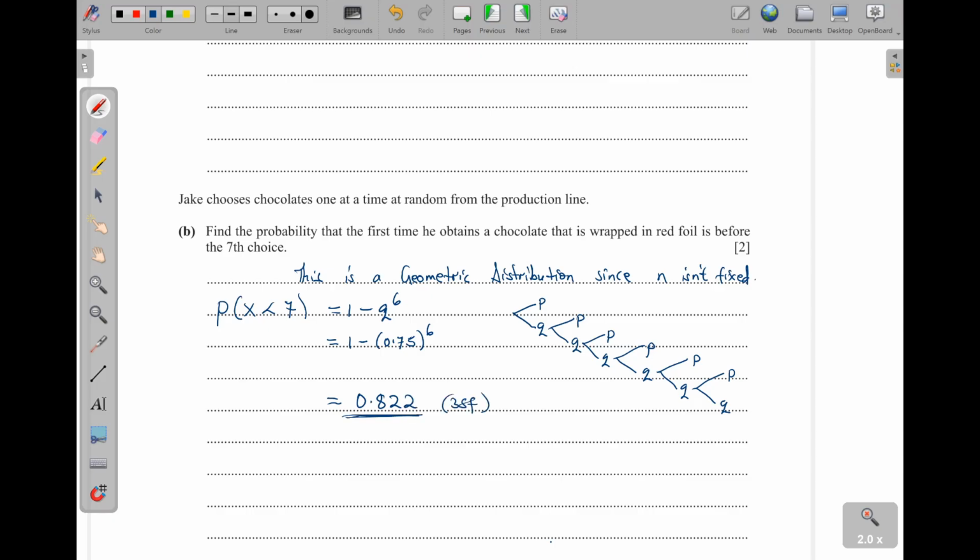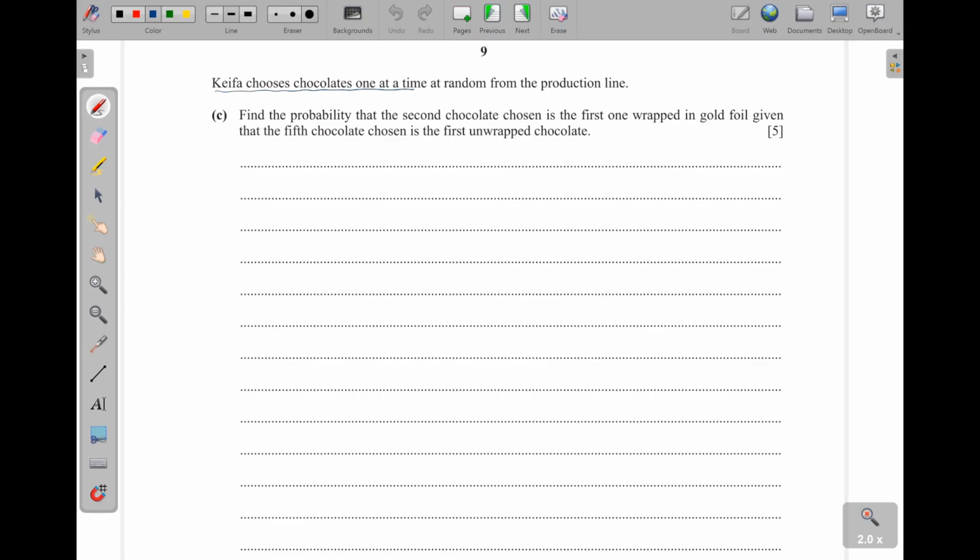As simple as that. Okay, if I choose chocolates one at a time at random from the production line, then part C: find the probability that the second chocolate chosen is the first one wrapped in the gold foil, given that the 5th chocolate chosen is the first unwrapped chocolate. This was one question that actually gave students a hard time, but this is how you can approach it.